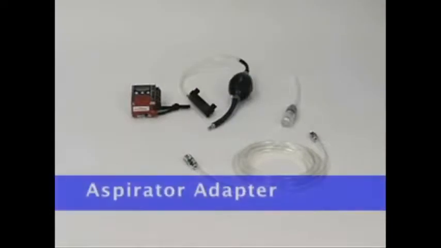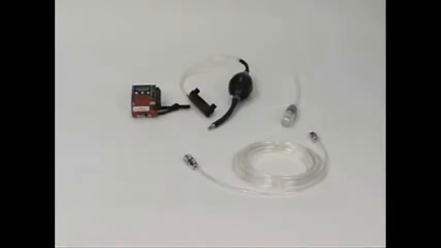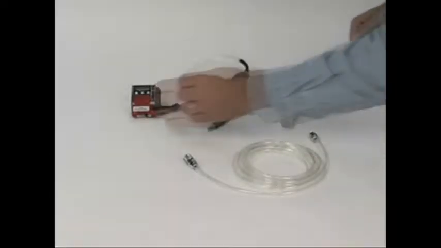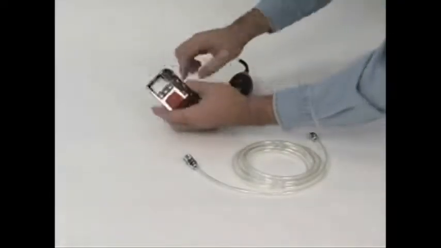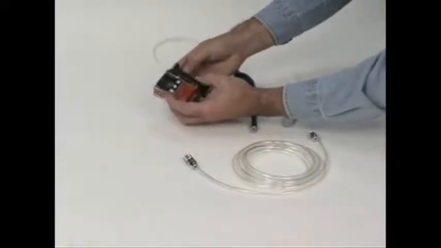The aspirator adapter accessory is used when it's necessary to draw a sample from an area that cannot be entered or that must be checked for safety before entry, such as a tank or confined space. To use the GX-2001 with the aspirator adapter, with the unit running, attach the adapter plate of the aspirator adapter to the sensor side of the instrument.